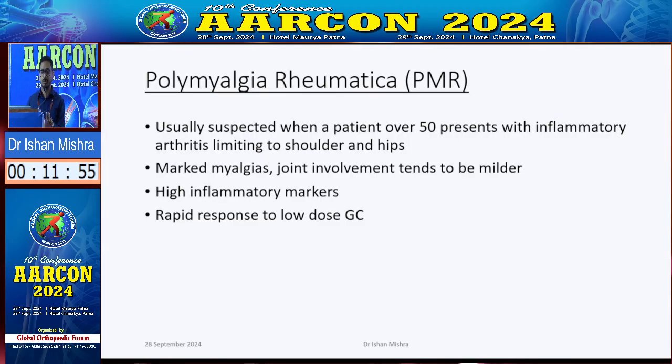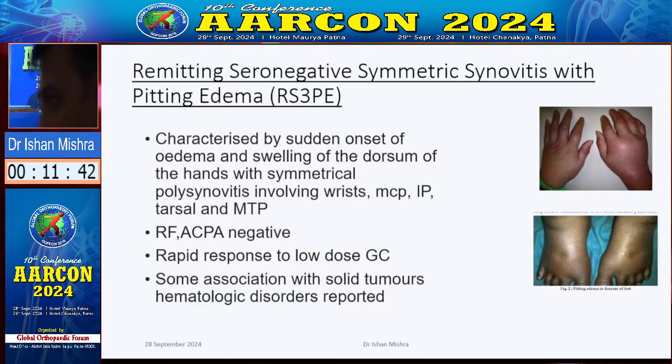A less common differential is polymyalgia rheumatica, usually suspected when the inflammatory arthritis is limited to the shoulders and hips, with marked myalgias and very good response to glucocorticoids. Sometimes, very rarely seen in the setting of malignancy, is remitting seronegative symmetrical synovitis with pitting edema. RF and anti-CCP are negative, with very rapid response to low-dose glucocorticoid and some relation with malignancies.